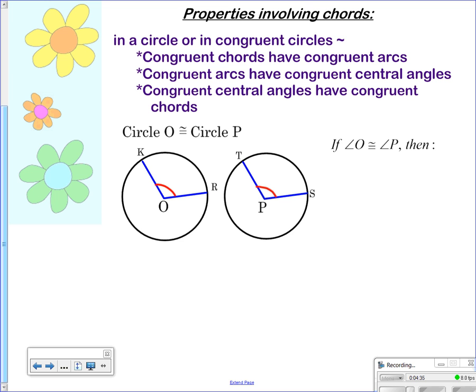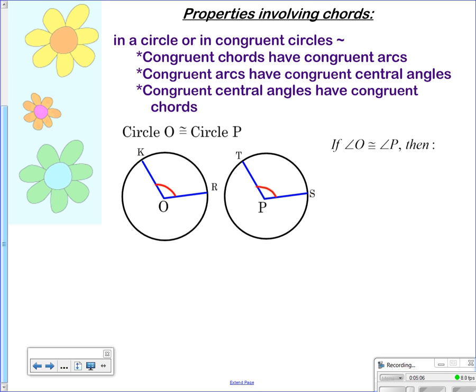Okay, so let's look at this example down here. What we know is that the circles are congruent, okay? They've also told me that angle O and angle P are congruent. Those are my central angles, angle O, angle P, that I drew with the red arc. So if we know those are congruent, based on our properties, what else do you know would be congruent in my circle? Good. And what are KR and TS?